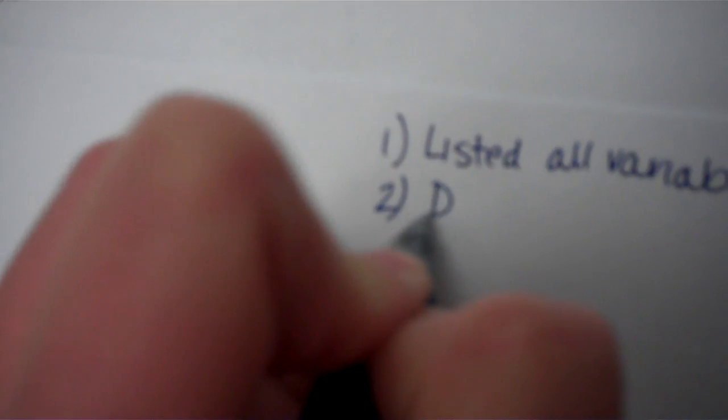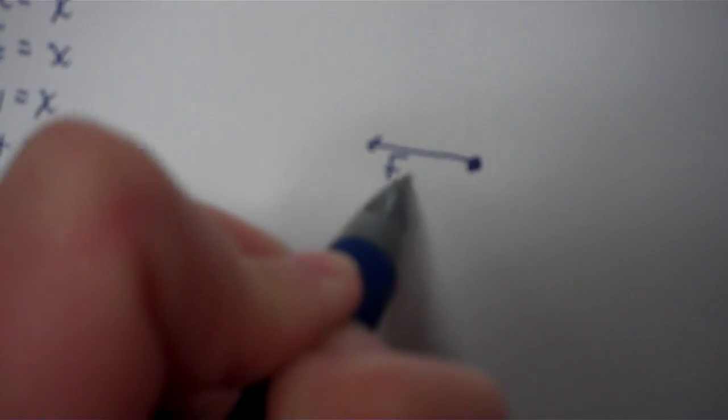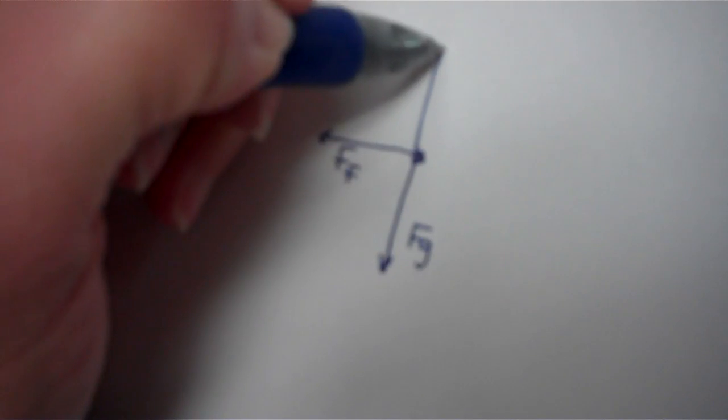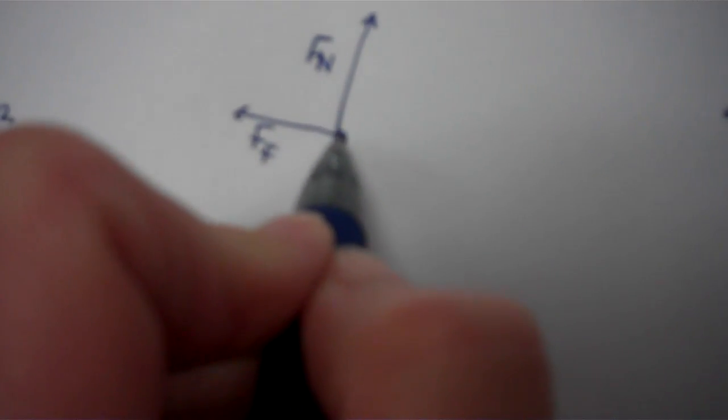So the next thing that we're going to do is draw a free body diagram. So the box now becomes a dot. And we have the force of friction that's going to pull back on this dot. We have the force of gravity that's going to pull down on this dot. We have the normal force that is going to pull up. And we have the applied force, which is going off at an angle.